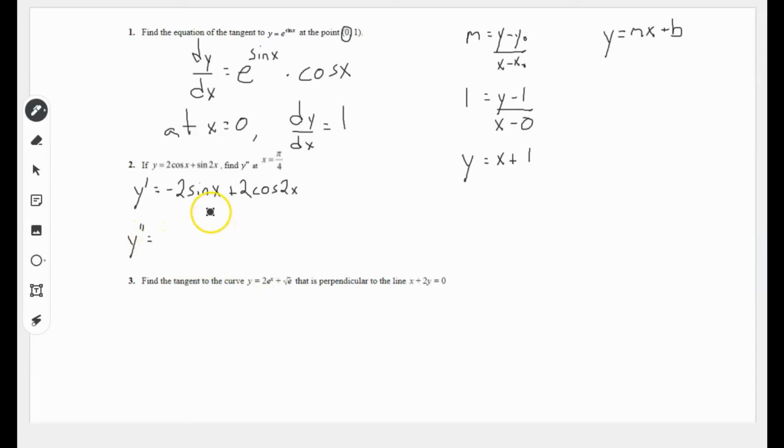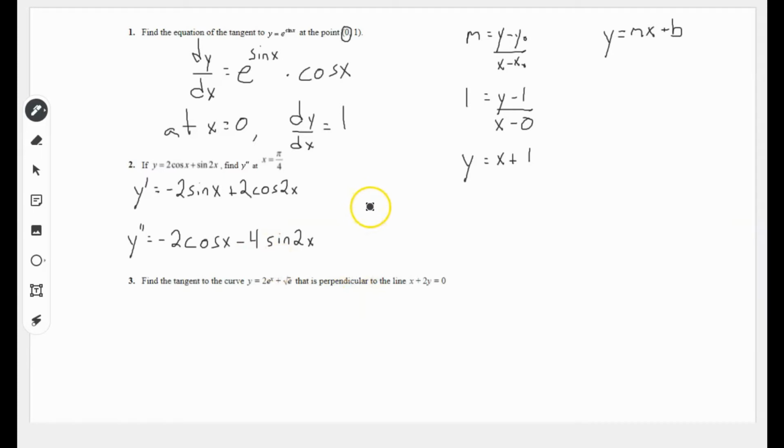Alright, so the second derivative, derivative of sine is cosine. So the negative 2 out in front just stays there. So we're left with negative 2 cos x. And over here, the derivative of cosine is negative sine. So we're left with negative sine of 2x. And then if we multiply by 2 again, we get 2 times our 2, which is 4. So there's our second derivative.